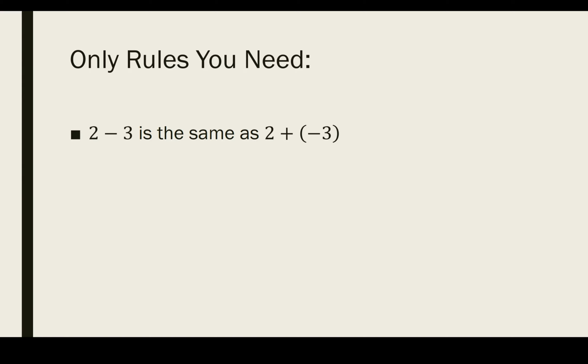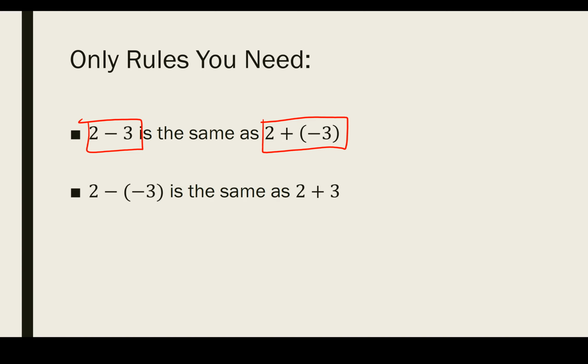First of all, 2 minus 3. If I see something like 2 minus 3, I can think of that as the same as adding 2 plus negative 3, okay? So 2 minus 3, same as adding 2 plus negative 3. Similarly, if I have 2 minus negative 3, that is the same as adding 2 plus 3.